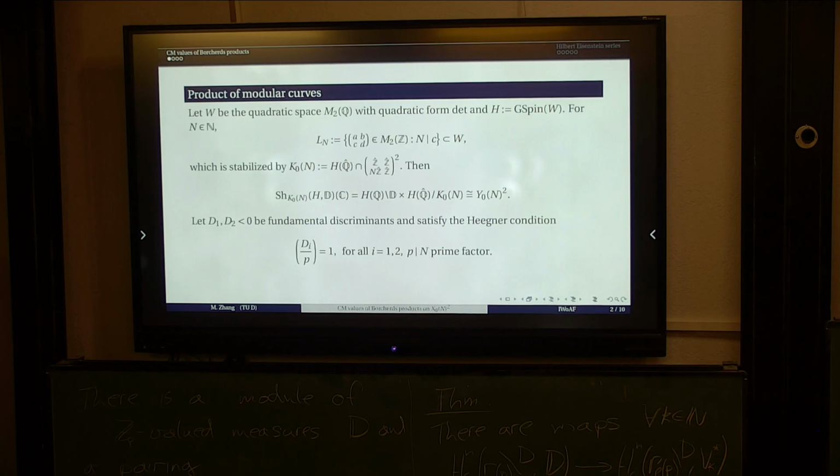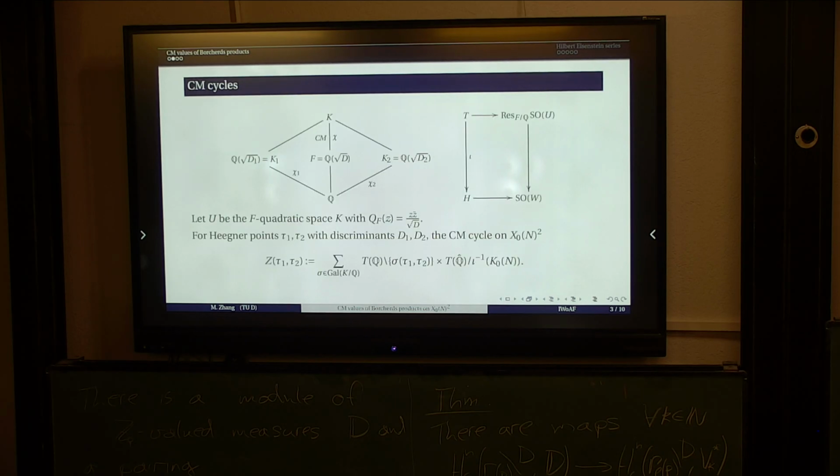So as already seen in previous talks, the pair (H, D) is a Shimura datum, and the complex points of the Shimura variety with level K0n are isomorphic to a product of modular curves with level gamma 0n. Let Di be negative fundamental discriminants satisfying the Heegner condition, namely the prime factors of n are split in both imaginary quadratic fields with discriminants D1, D2. So let K be the composition field of K1 and K2.